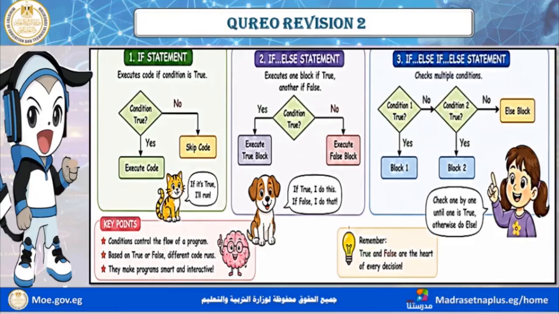In the second one, I need to execute code in all cases. If the condition is true, I execute the true block, and if the condition is not true, we execute the false block. If true, do this. If false, do that. Something completely different from the first one.